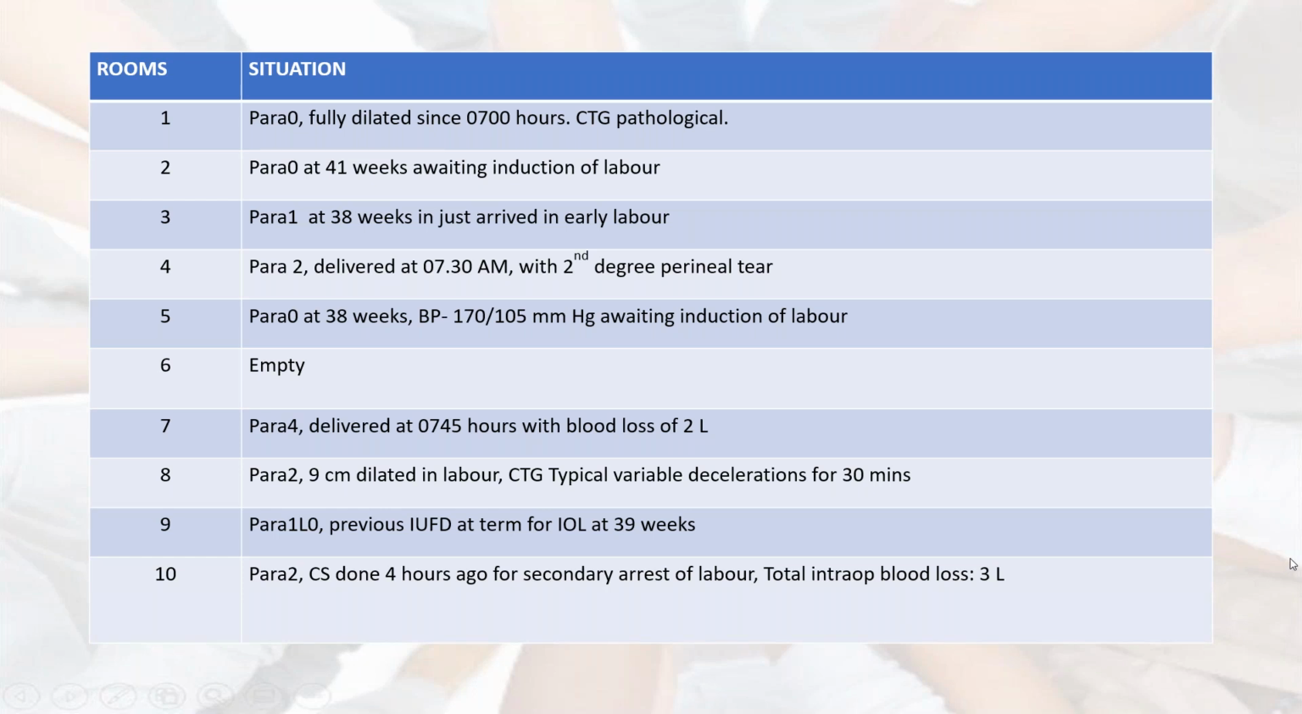Hello, ma'am. I have a doubt. Room number one. She is a primigravida at one, fully dilated for 1 hour. She's showing a pathological CTG. If we do fetal blood sampling and it is found to be normal, we can wait. Because she's a primigravida with 1 hour of full dilatation, we can wait even 2 hours, ma'am, in the active phase.